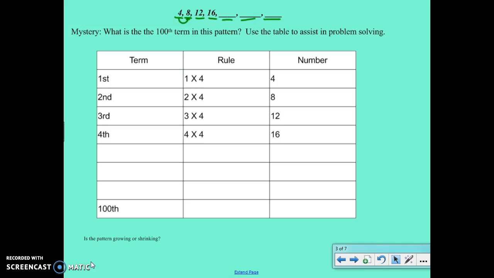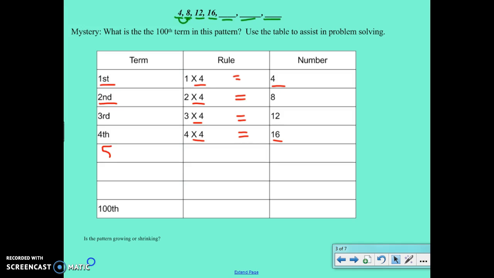Sometimes, in order to figure out what the rule is, we also need to create a table. So in this case, the first term, we figure out by doing 1 times 4, which equals 4. We see the second term, 2 times 4 equals 8. The third term in our pattern is 3 times 4, which equals 12. So 12 is the third term. The fourth term, we multiply 4 times 4, which equals 16. So you'll see that the rule here is times 4 in order to get the next term.